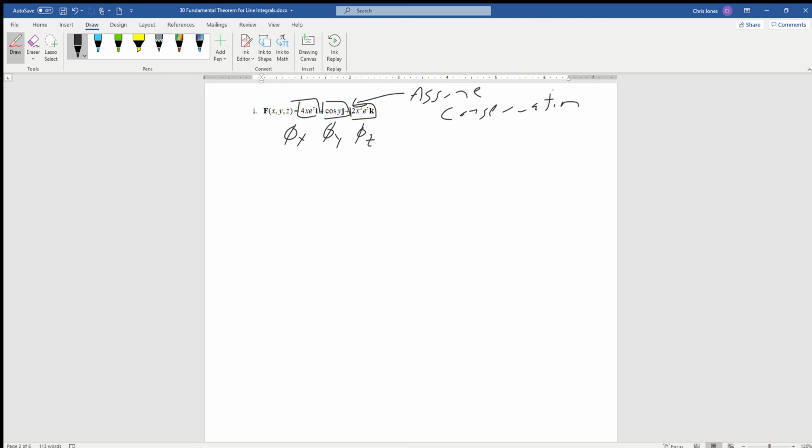So let's just keep our course of action, and we're going to integrate 4x e to the z with respect to x. Now if we do that, that's going to turn into 2x squared e to the z plus an unknown function. Let's call it g of y, z. And this is phi, by the way. Now phi is a little bit sneaky, so this is where we have to be careful.